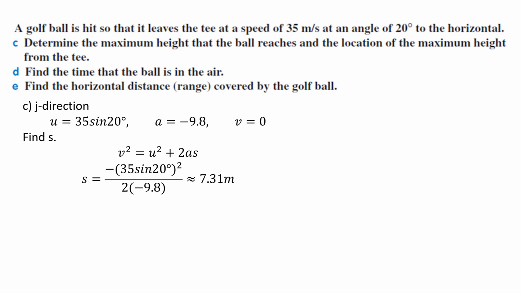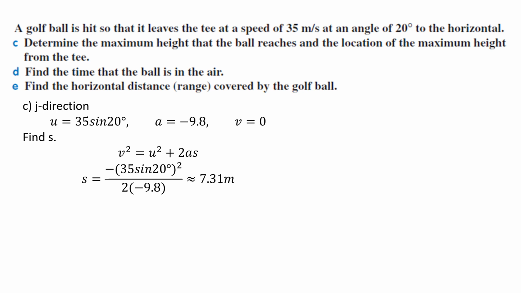What about the horizontal distance that maximum height is from the point of projection? Well, we know it's traveling at a constant speed in the horizontal direction of 35 cos 20. So the initial speed resolved horizontally is 35 cos 20. It's traveling at that constant speed horizontally. So all we need really is to multiply that by the time it takes to reach the maximum height.